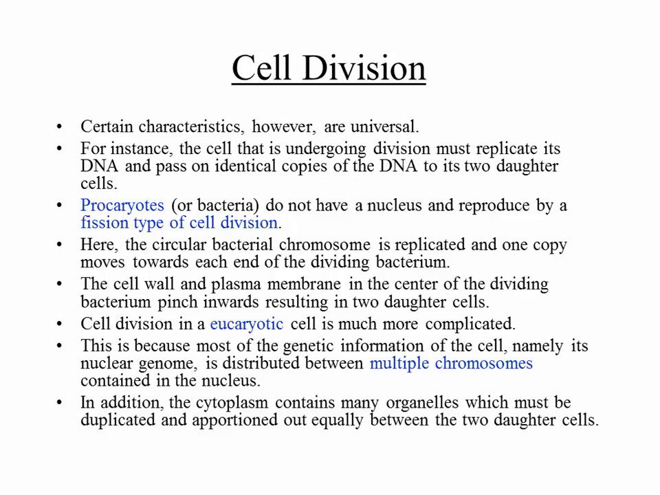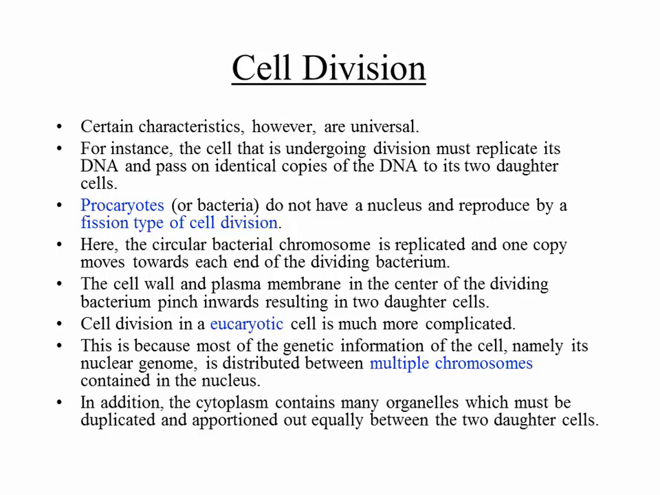Now, if you're looking at prokaryotes or bacteria, prokaryotes do not have a nucleus. Again, I'm just reminding you about that. So prokaryotes or bacteria don't have a nucleus, and they reproduce by a fission type of cell division. So the cell division is pretty simple. Here the circular bacterial chromosome is going to be replicated, probably by rolling circle replication, which I covered when I talked about the fertility plasmid. One copy is going to move towards each end of the dividing bacterium, and the cell wall and the plasma membrane in the center of the dividing bacterium will pinch inwards. That's how you will get two bacteria from one single bacterium.